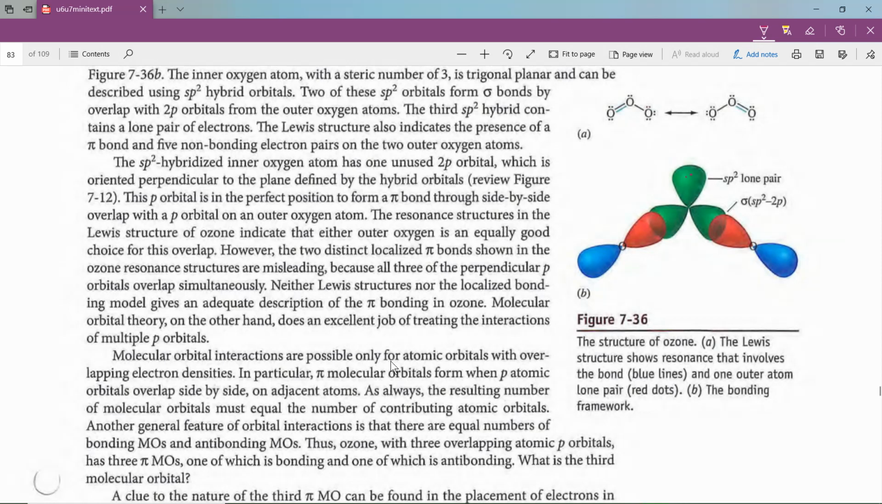MO theory does, and it allows you to talk about the overlapping. You have three overlaps, so you predict you're going to have bonding and anti-bonding molecular orbitals. But what about the third one? Well, the third one we call non-bonding.